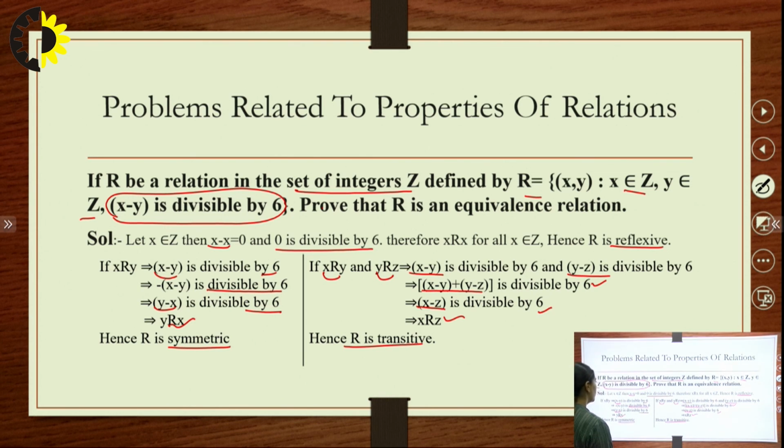Now, in this we got that R is reflexive, R is symmetric, and R is transitive. So, it is satisfying all the three properties. So, it is an equivalence relation.